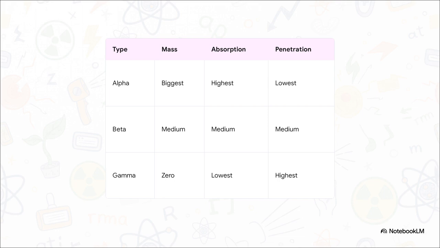Beta particles, they sit right in the middle. Medium mass, medium absorption, and a relatively short penetration range in the air. And then we have gamma rays. Gamma has literally 0 mass and the lowest absorption, but highly powerful penetrating abilities. You'd need thick blocks of solid lead or concrete to safely stop a gamma ray.